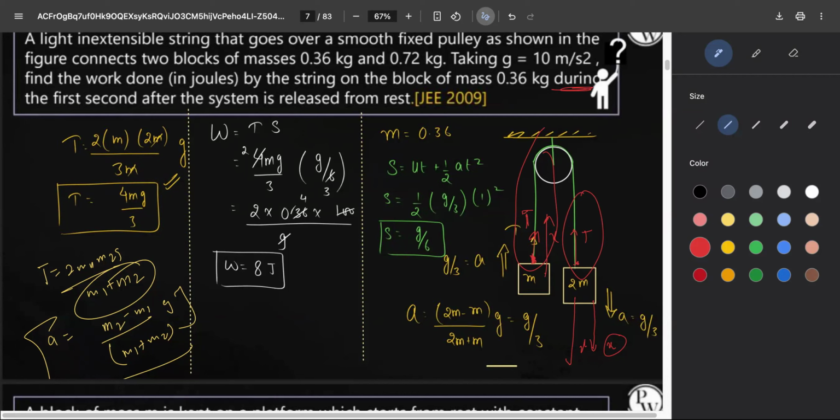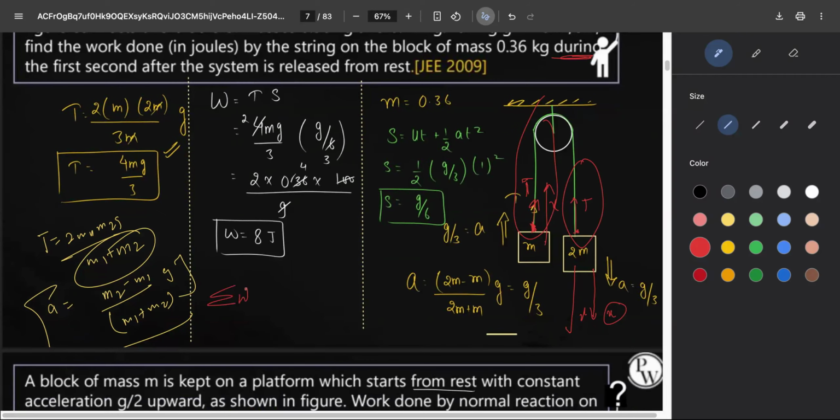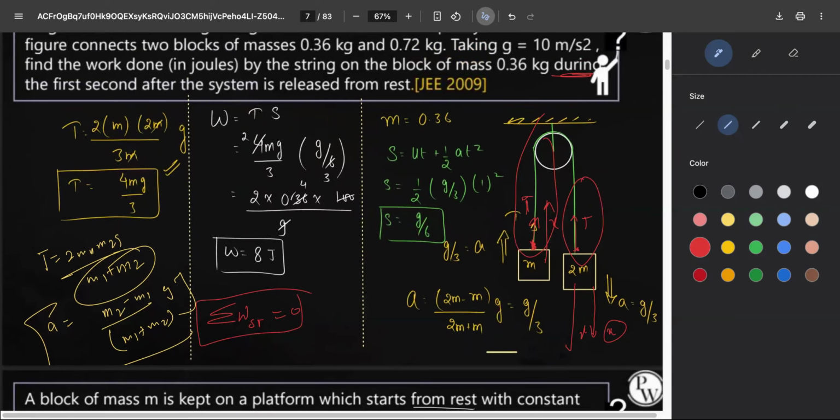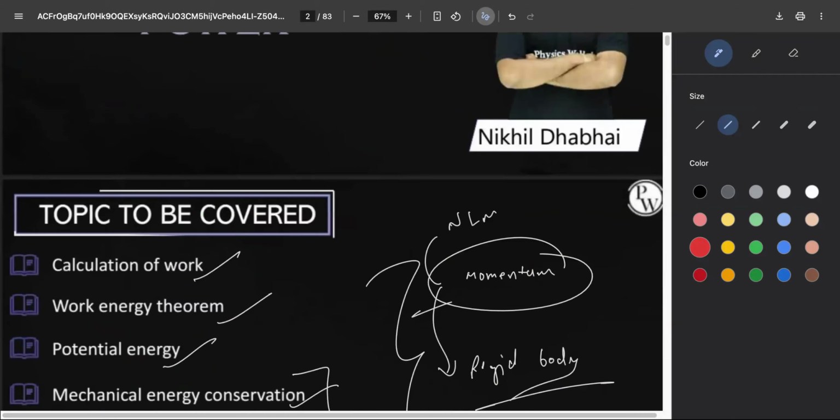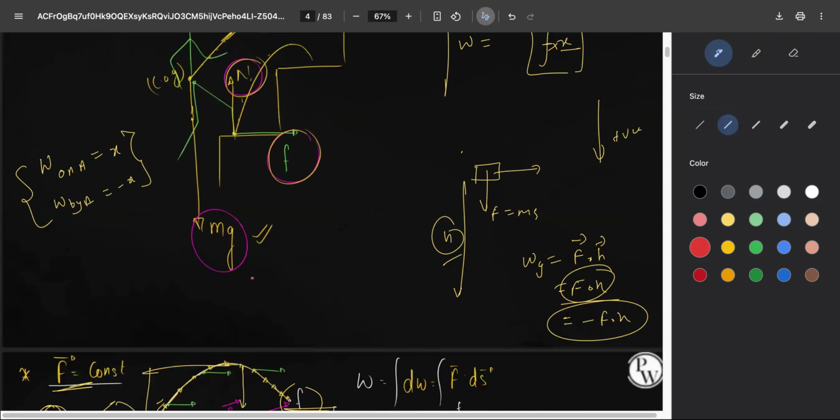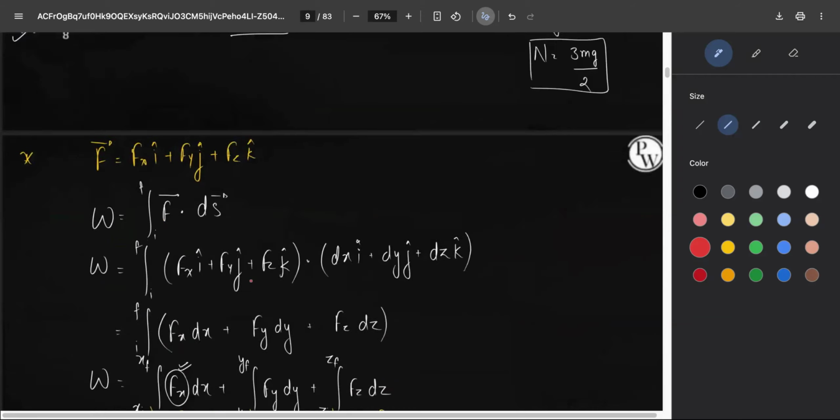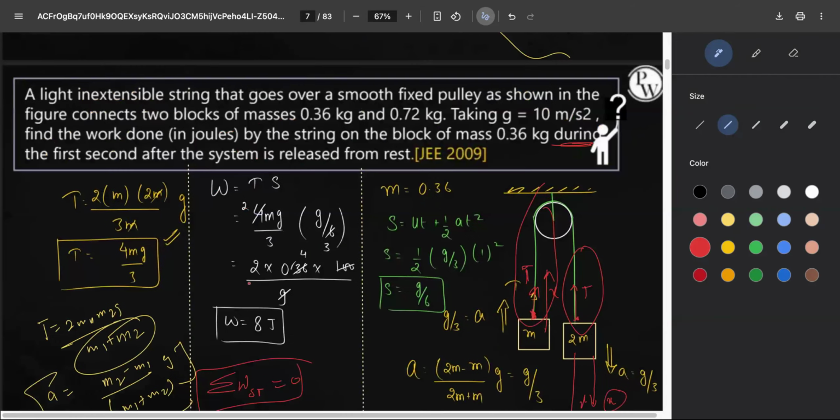Understood my point? If you could remember, there's a concept that the net work done by a tension or a string tension is zero. Understand? This is the main reason for that. Are you getting my point? Okay, wait, I will just change.